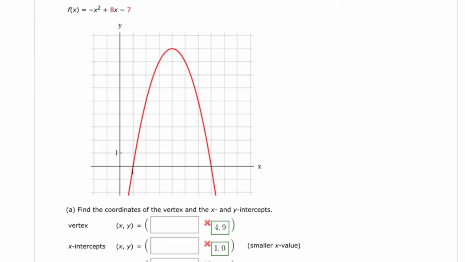The graph of a quadratic function f is given. f of x equals minus x squared plus 8x minus 7. We are to find the coordinates of the vertex and the x and y intercepts. We can find the coordinates of the vertex by transforming the quadratic function into the form f of x equals a times x minus h squared plus k. We will do that by completing the square.